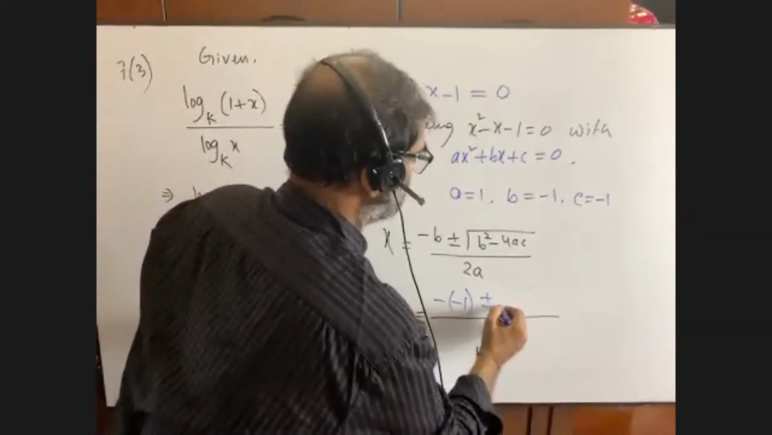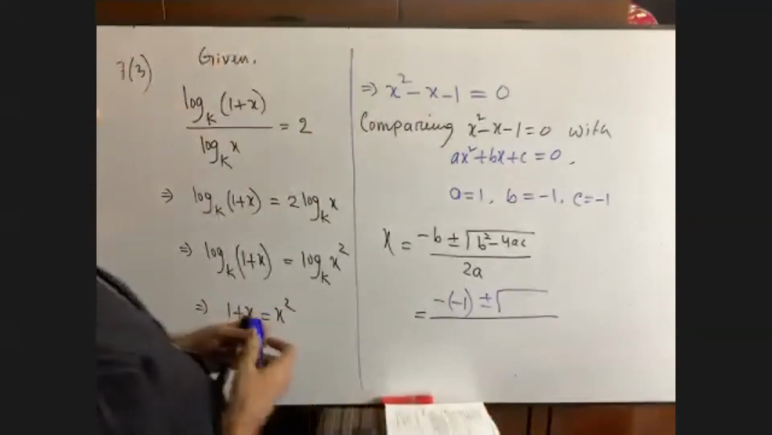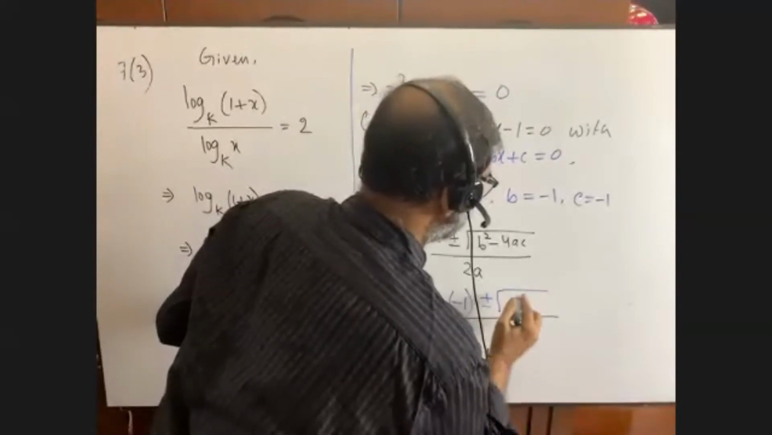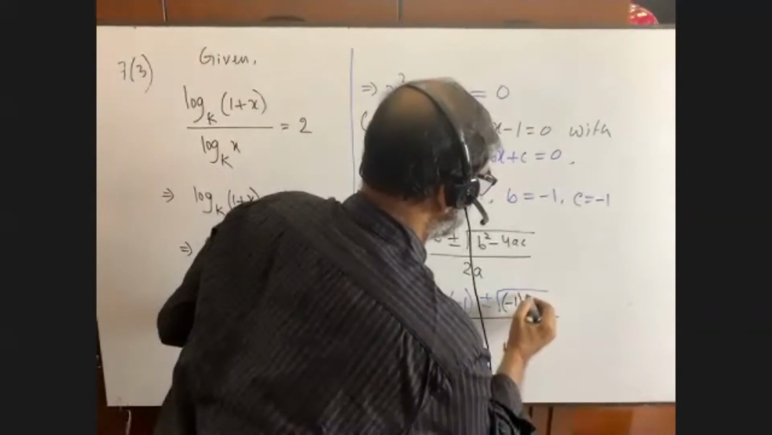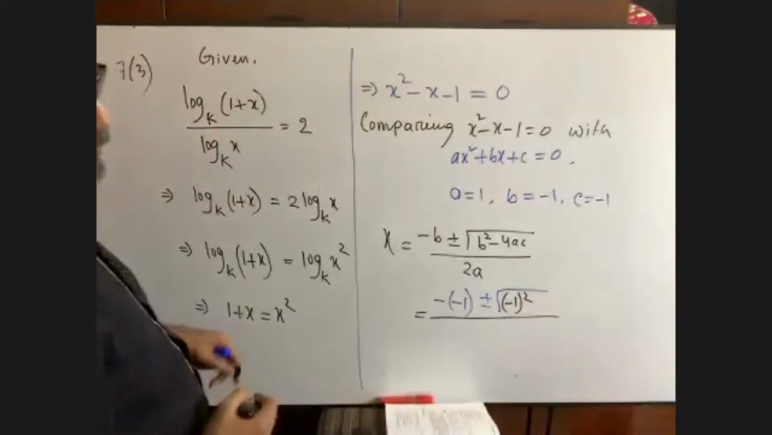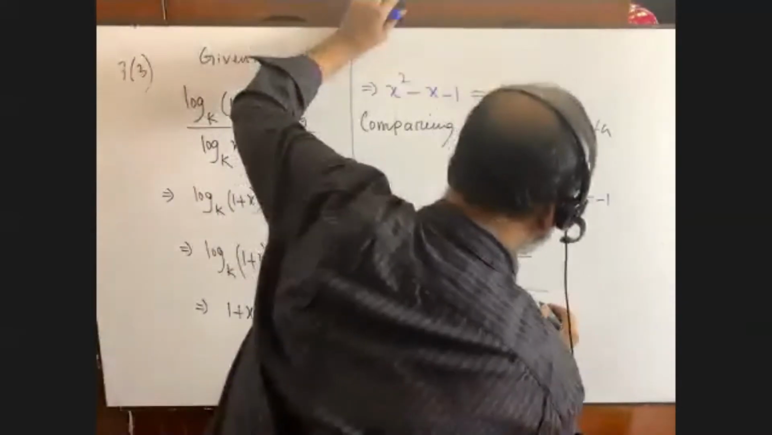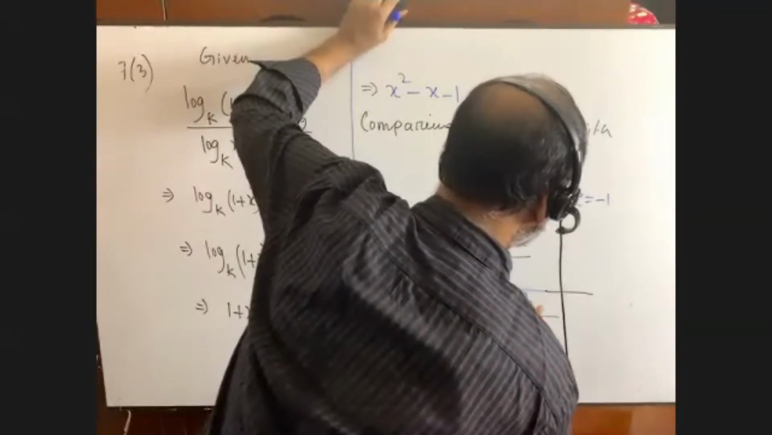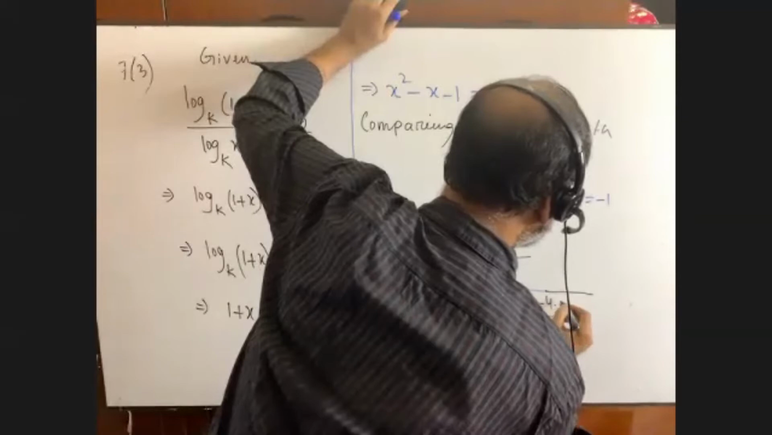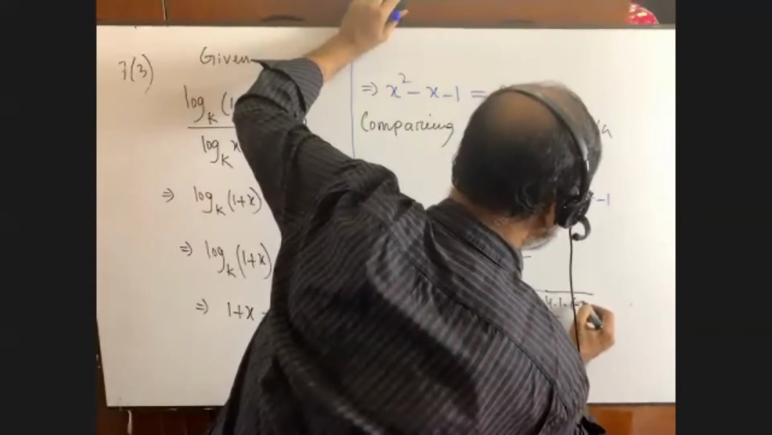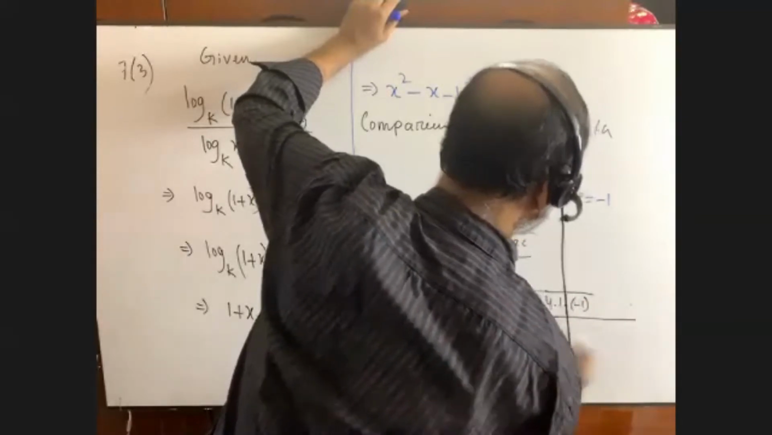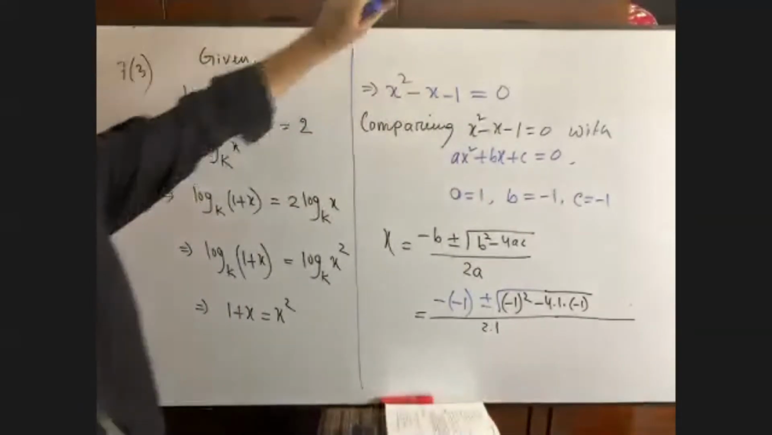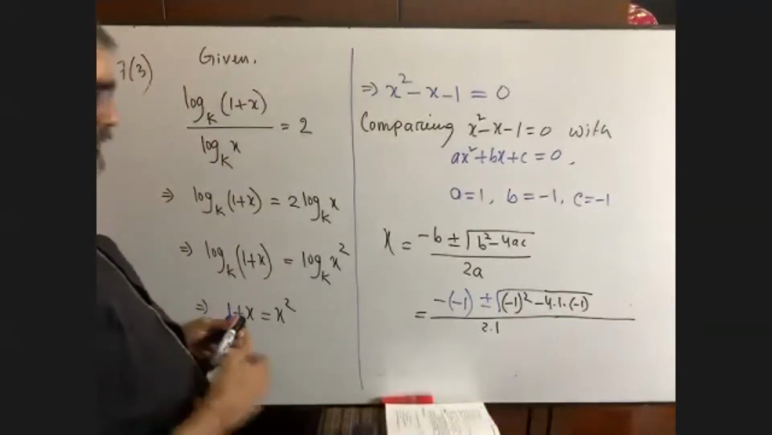Plus minus root over. What is b? Then b equals again -1. b square, minus 4ac. Minus 4. It is -4. A is 1. C is what? -1. 2 into a. Please try to understand. If you fail to understand, let me know.